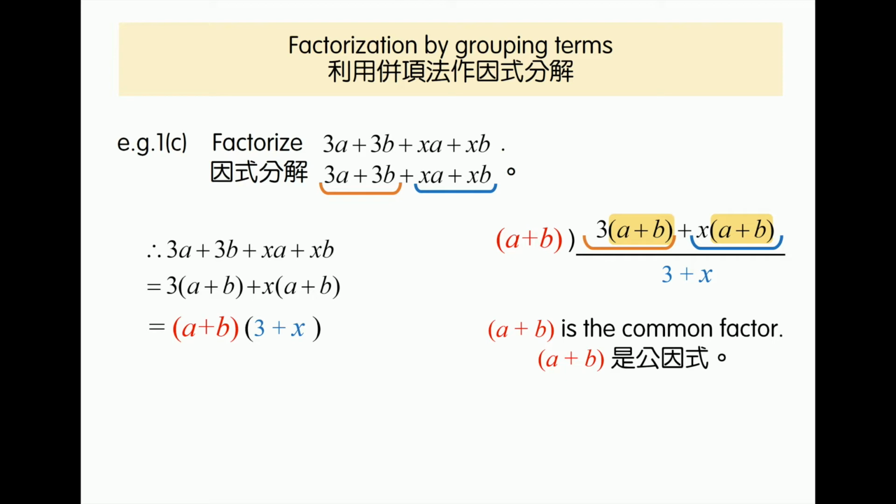If you are in doubt of your answer, you could do expansion on these 2 brackets. When we were in secondary 1, we learned how to expand by the rainbow method. There are 4 terms in total, which is exactly the same as the original question. If what you have is the same as the question, that means your factorization is done correctly.